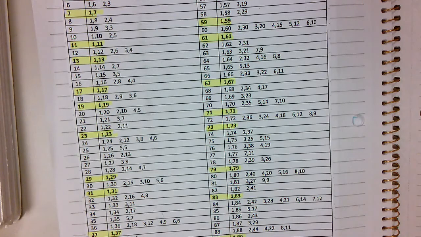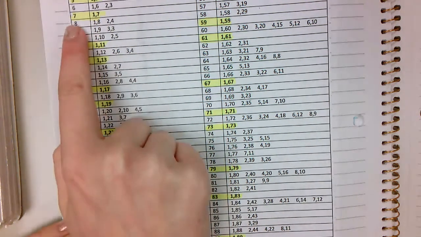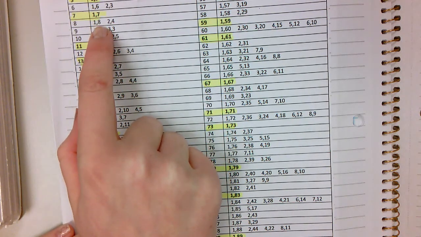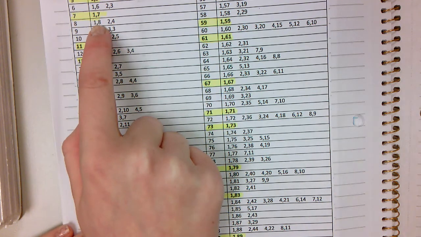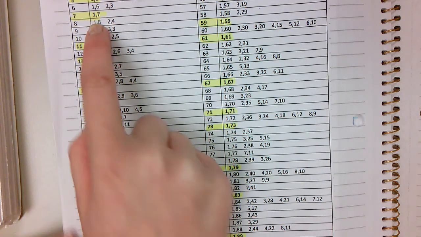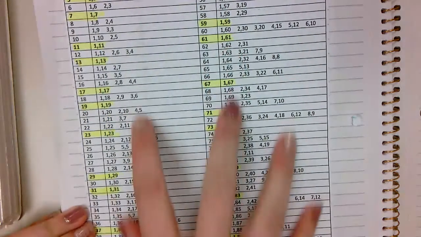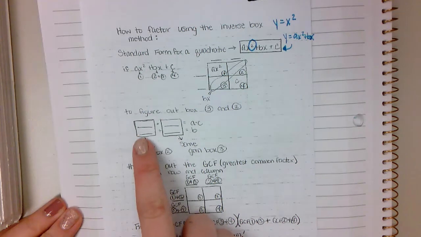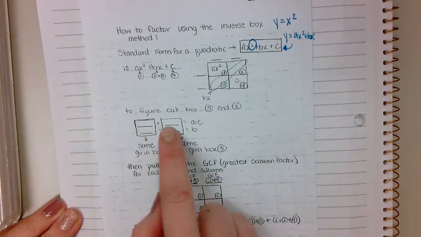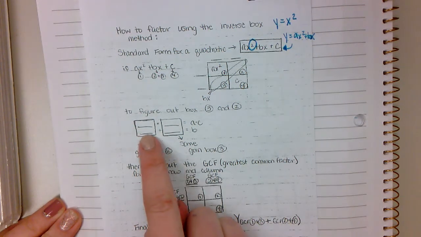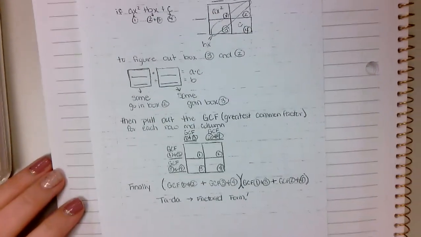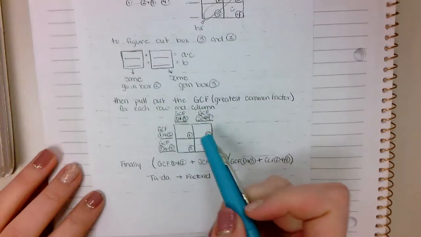So if you needed to think of a number that multiplied to give you 8 but added up to give you 9, you would go to your 8 chart and say, okay, well, 1 times 8 gives me 8 when I multiply, but 1 plus 8 gives me 9 when I'm adding. So those could be my two numbers. So you can use this to help you if you're getting stuck at all. So to figure that out, you're going to write this down: what number multiplies to give me a times c, and what number adds up to give me that b in the middle. Then, once you've got those numbers, you're going to plug them into your boxes.